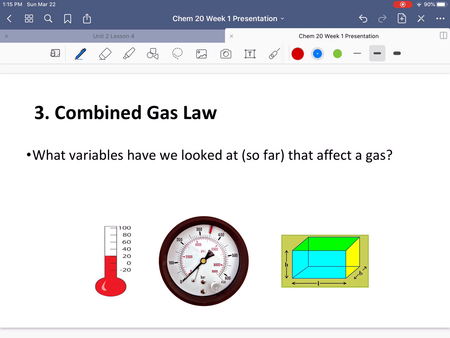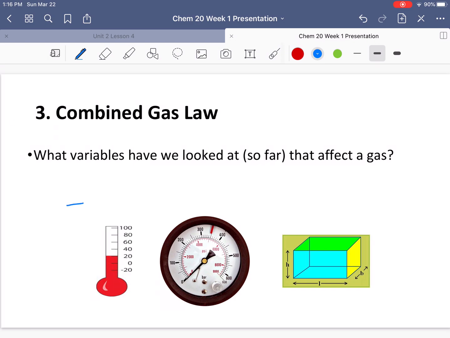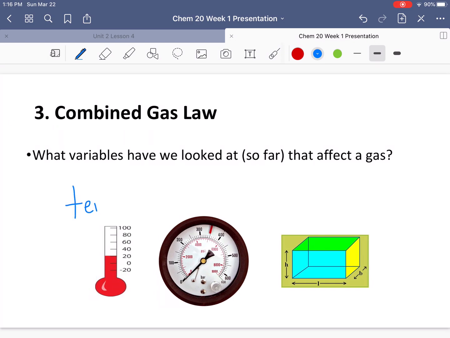We're on to our third concept of the week, which is the combined gas law. So essentially we're taking those different principles and properties of the gases and seeing what happens when we put them all together. Have a look at the pictures on the page there, and the variables we've looked at so far that definitely have an impact on gases are, of course, our temperature.